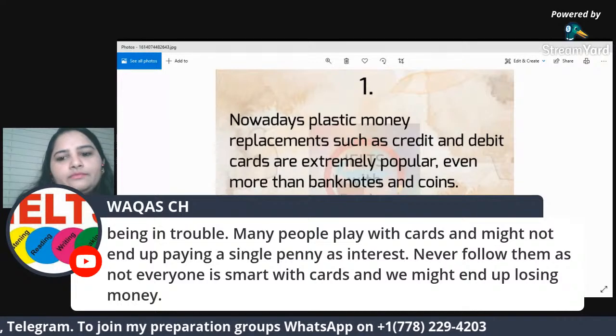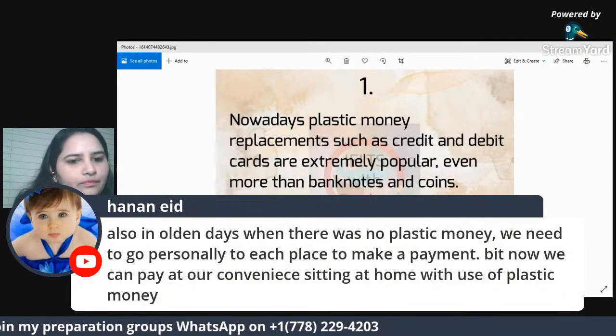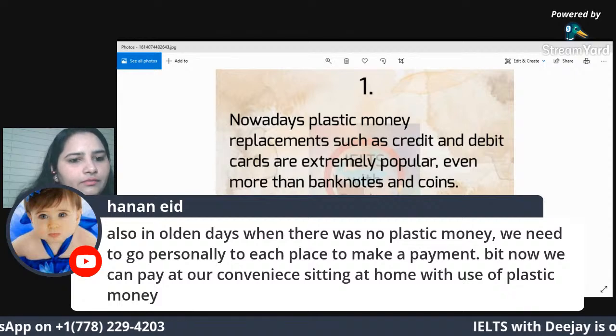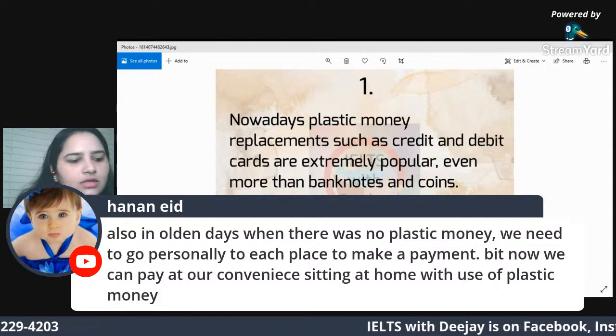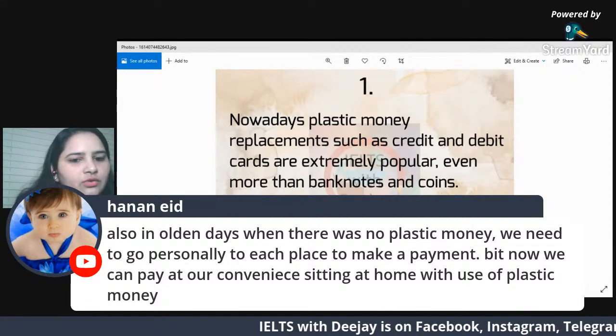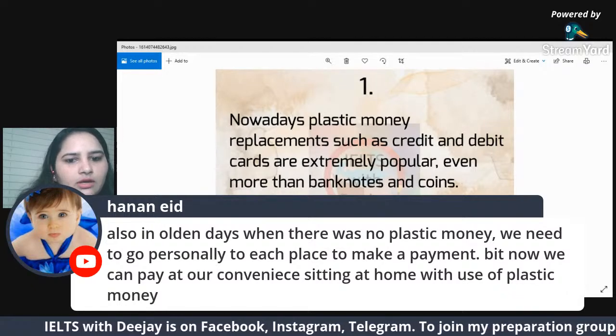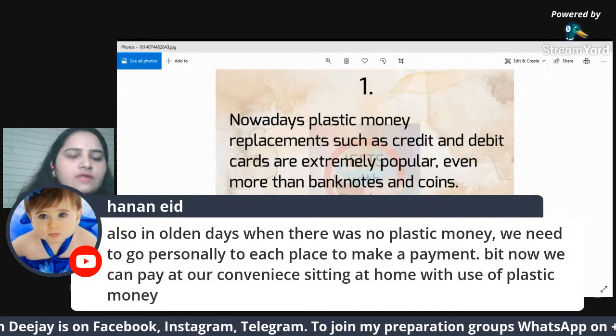Very good. There was no plastic money. We needed, because you're talking about the past, we needed to go personally to each place to make a payment, but now we can pay at our convenience sitting at home with the use of plastic money. Yes, very good.